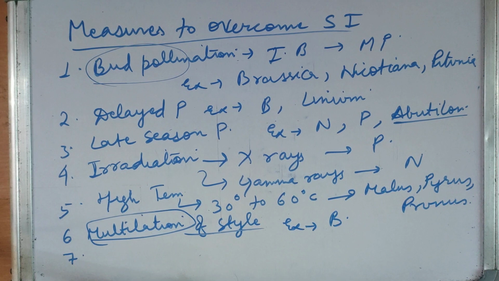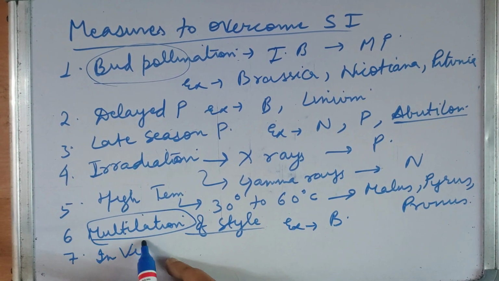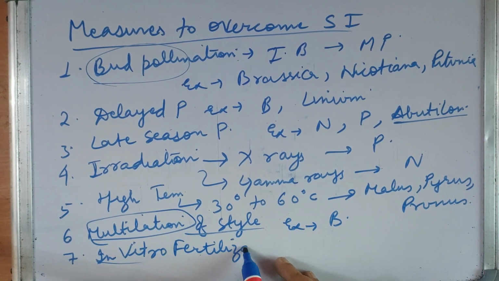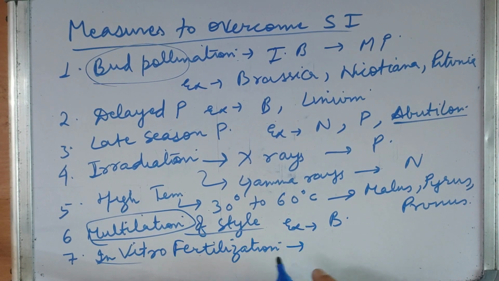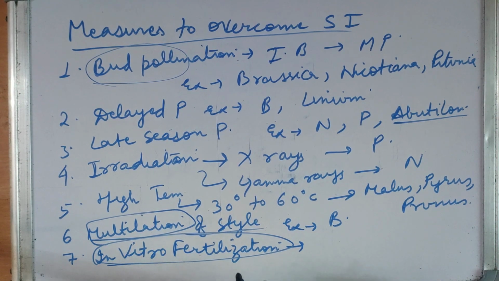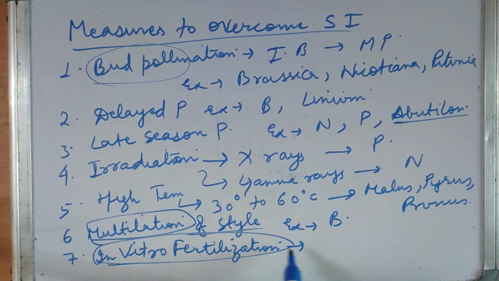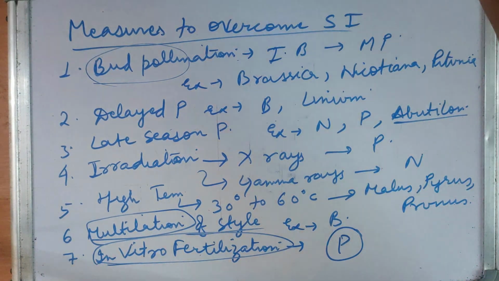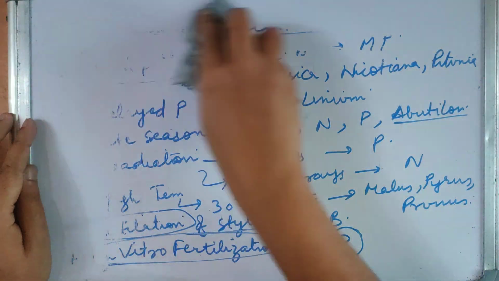We can do in vitro fertilization, that is IVF. Here we can do in vitro fertilization, not only in humans. IVF can be done in plants also. So what do we do in in vitro fertilization? We place pollen directly in contact with the ovules. It can be seen in Petunia. As we do in humans, we place the sperm directly near the ovary. So these are the measures to overcome self-incompatibility.